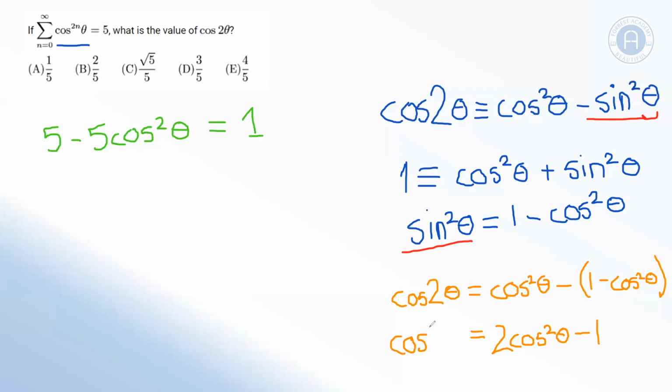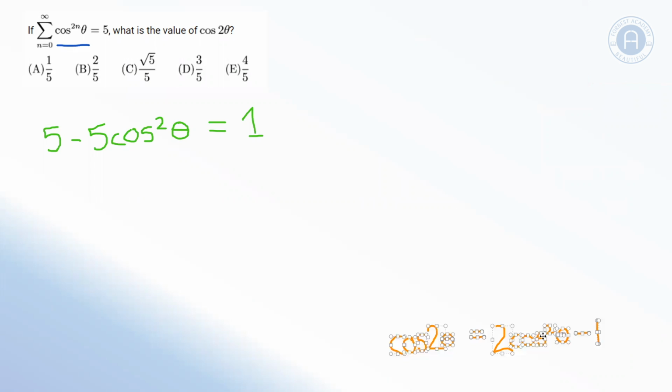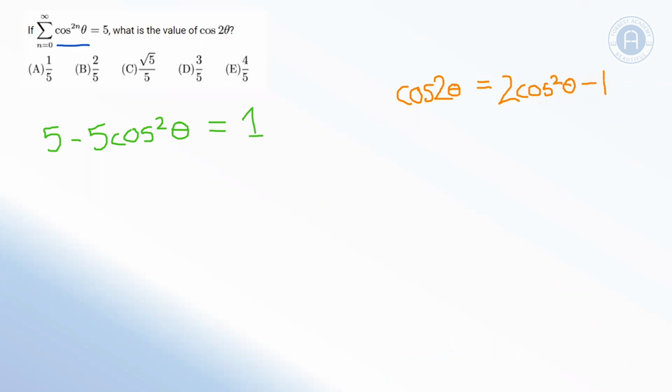So we want to do a little bit of rearranging here because we want to replace cos squared theta in our equation over here. So what we need to do is take this identity that we've just formed, cos 2 theta is equal to 2 cos squared theta minus 1. We're going to quickly rearrange it to get cos squared theta is equal to (cos 2 theta plus 1) over 2.